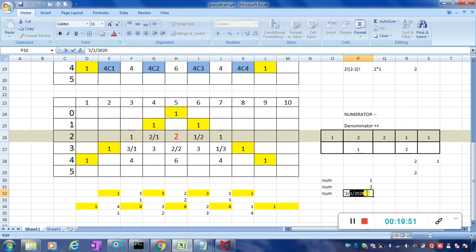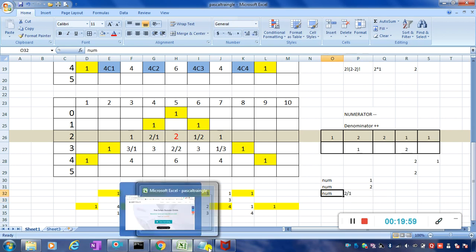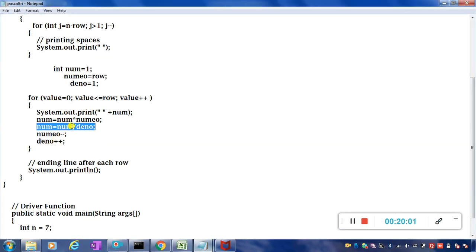So we got this 2 upon 1. So num is 2 upon 1, so num is value 2. Now the same logic applies: the numerator you have to decrement and the denominator you have to increment. So here the numerator is getting decremented by 1 and the denominator is getting incremented by 1. This will keep on going for every row.